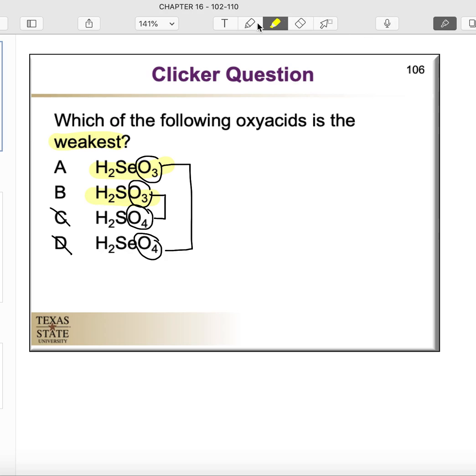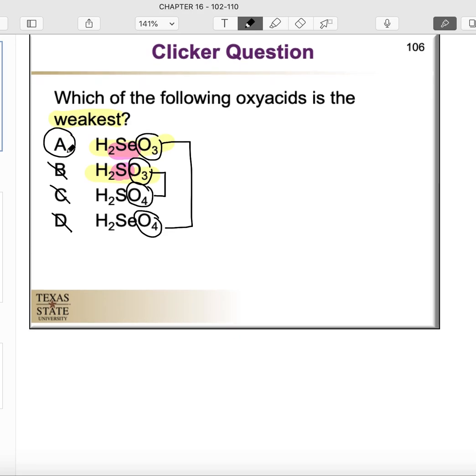And so what I need to do is to compare the electronegativity of that central atom. I have selenium versus sulfur, right? If you go and look at the periodic table, you will see that sulfur is closer to the top and to the right of the periodic table than selenium. So the sulfur one is going to be stronger acid. So our answer to this particular problem was that H2SeO3 was the weakest out of all of the acids in this list. All right.